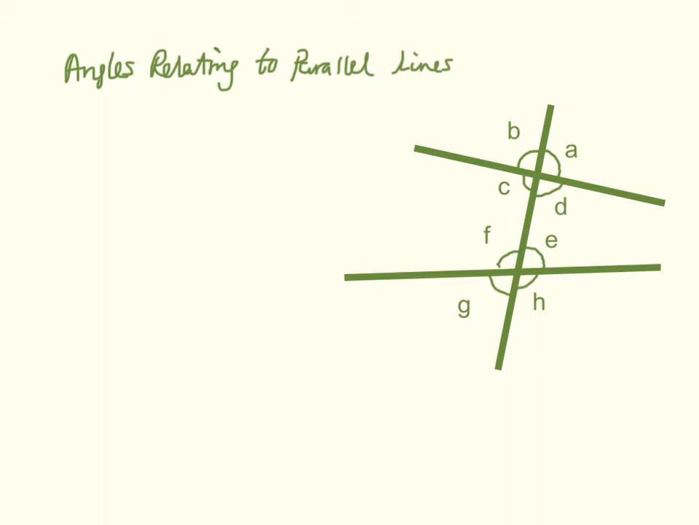Section 10.2 is about the angles relating to parallel lines. Let us first of all learn some vocabularies. In the figure, you can see that a line intersects the other two lines. For each intersection, there are 4 angles formed. As a result, there are 8 angles formed. We call the line intersecting the other two lines the transversal.